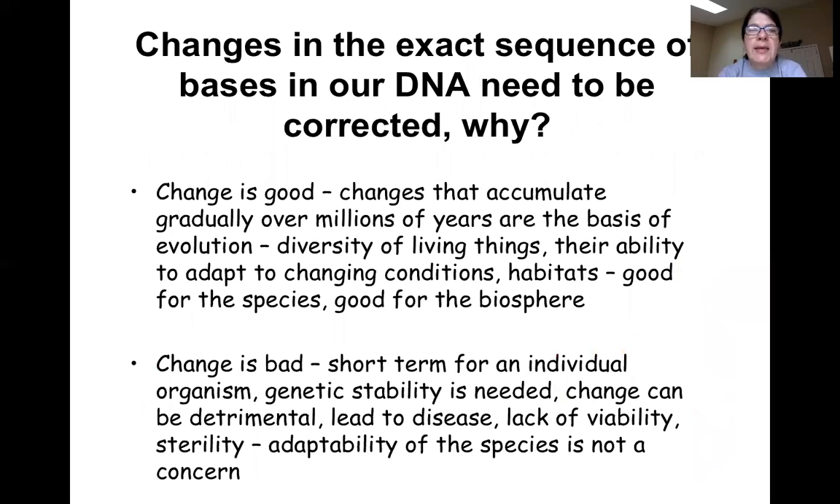So changes in the exact sequence of bases in our DNA need to be corrected. Why is that? Well, remember we talked about how change is good, because changes that accumulate gradually over millions of years are the basis of evolution. The diversity of living things, their ability to adapt to changing conditions and different habitats, is really good for the species, it's good for the biosphere.